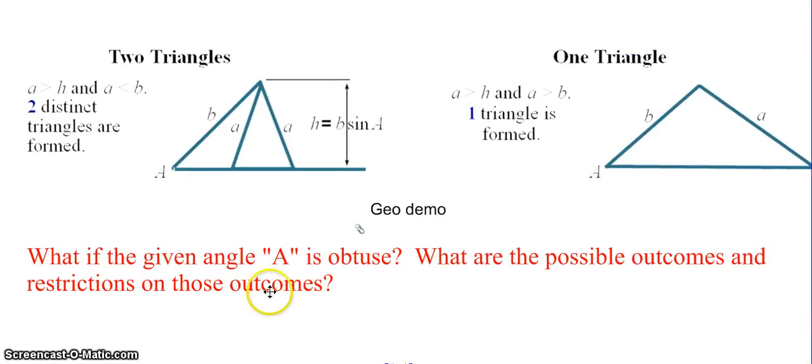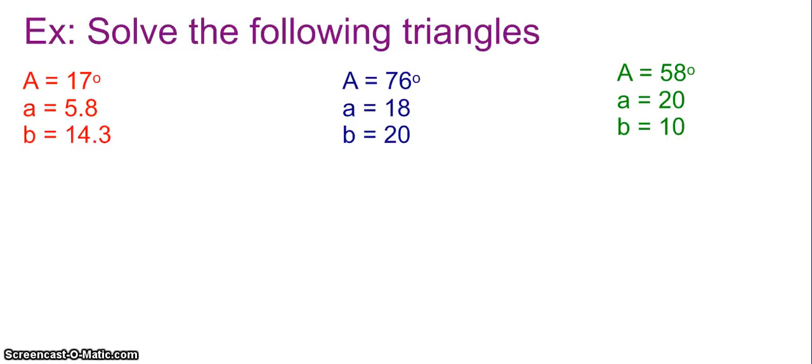I want you to think about what if the angle A, or the given angle, is obtuse. And keep in mind, it doesn't have to be angle A. That's just kind of more for generic purposes. What are the possible outcomes and restrictions on those outcomes? So I want you to think about that. Pause the video, think, and unpause when you're ready to move on to problems. Alright, so now let's move on to see some examples, and I'll explain how I would do these problems.